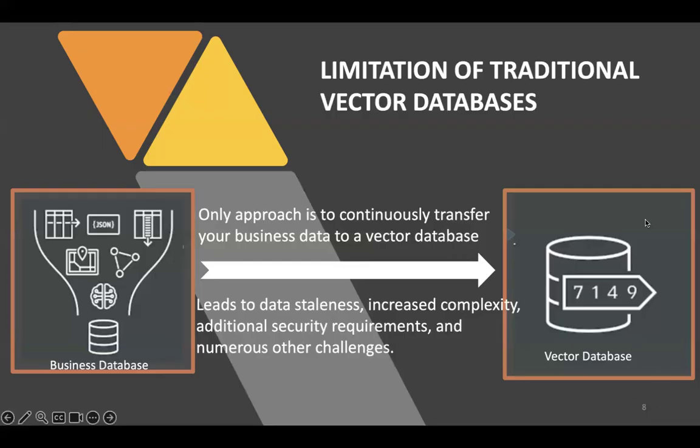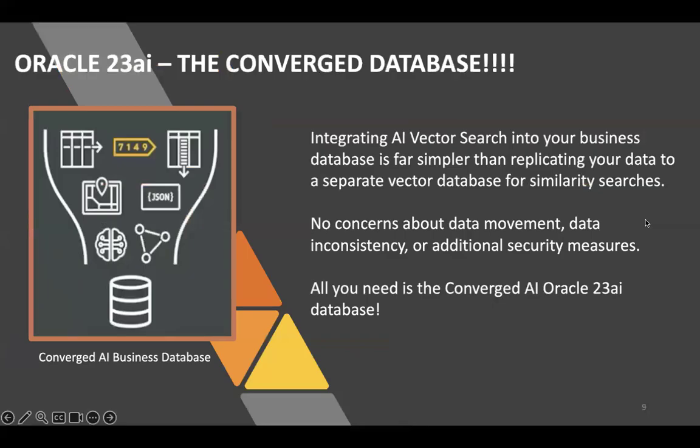So how have we solved this in 23 AI? 23 AI is called a true converged database, which adds vector search as a feature in the database. So there is no need to have a separate database. There is no replication, no headache of maintaining security, and no data inconsistency as well. You have it in a single database, making Oracle a true converged database. 23 AI made this feature available to use inside your database.